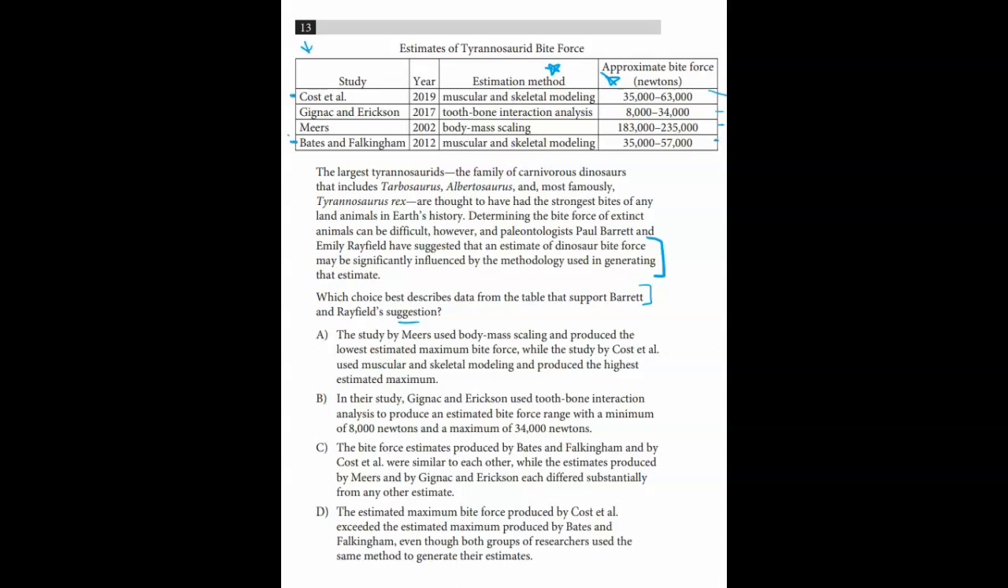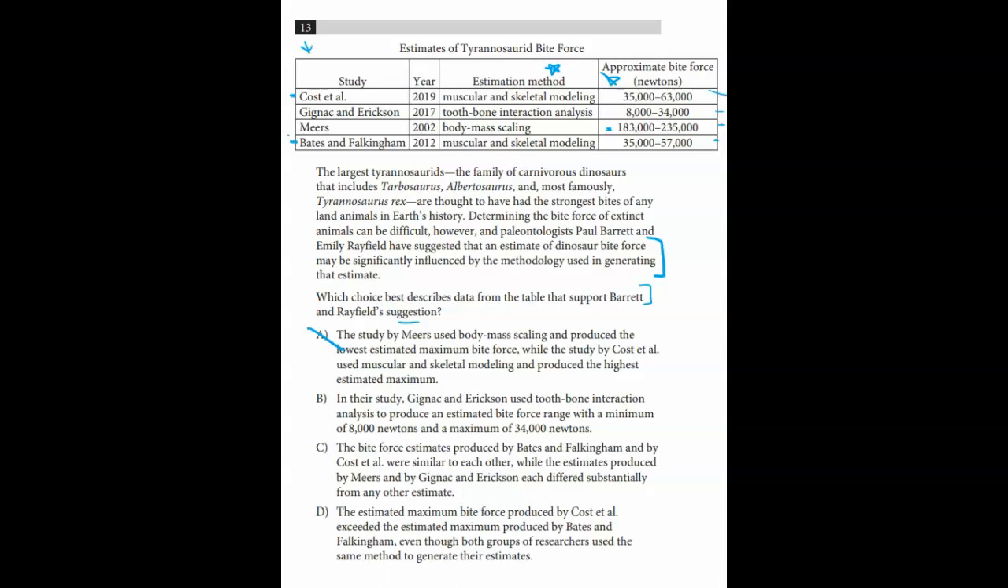So let's look at the answer choices. You have A, the study by Mears using body mass scaling produced the lowest estimated maximum bite force. Well, let's look. Mears, body mass scaling. Nope, that's not true. They had the highest. So immediately, reading halfway through A, I know it's wrong because it's not true.